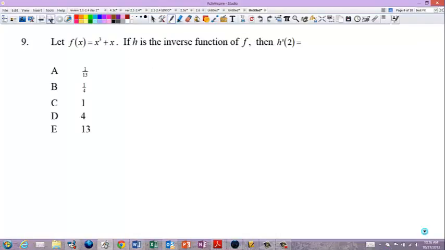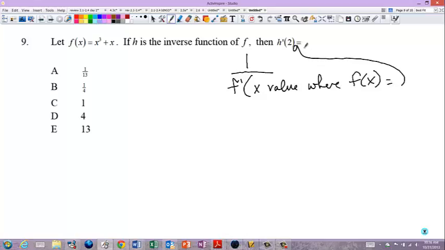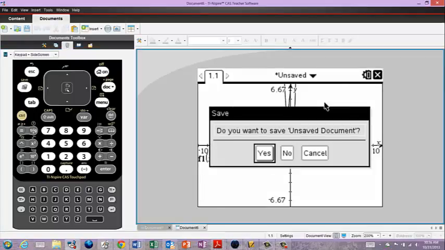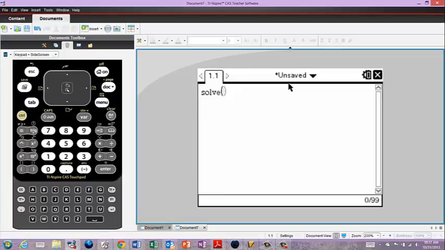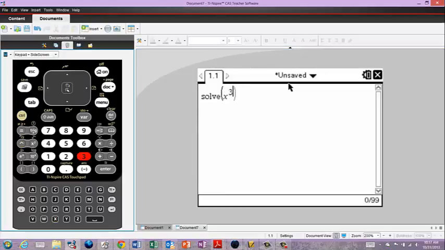9. The inverse, remember the inverse is 1 over the derivative at the x value where f of x equals 2. So you had to do x cubed plus x equals 2. It's a cubic, so again you have to use your calculator to solve that. New document, no, I don't want to save. Calculator, menu, I'm going to cheat because it's a polynomial and it's just easy to do, and I'm going to use my calculator to the best of its ability. X cubed plus x equals 2, comma x equals 1.